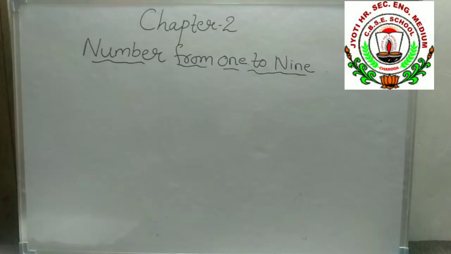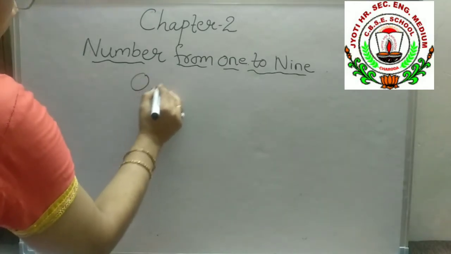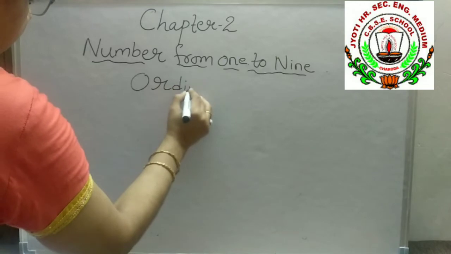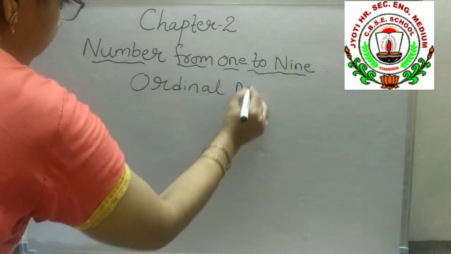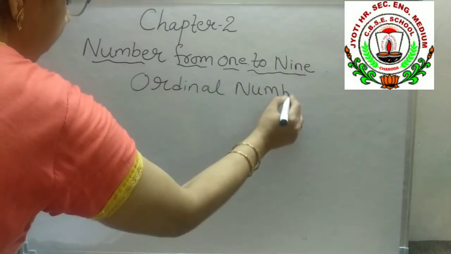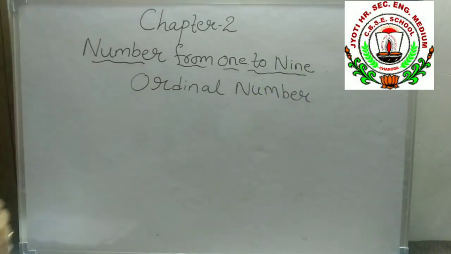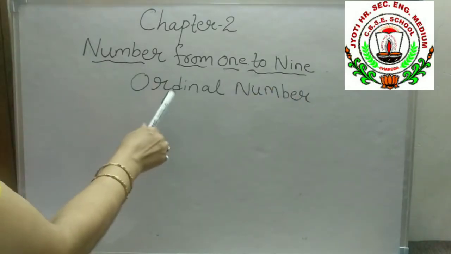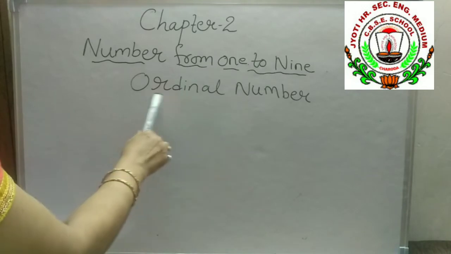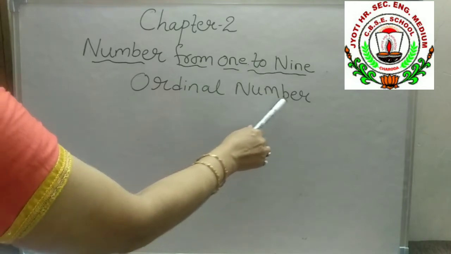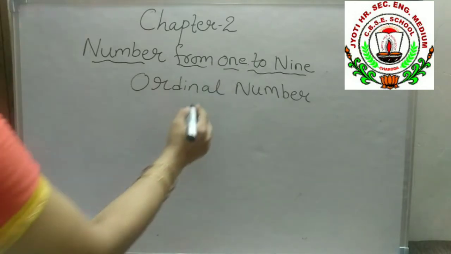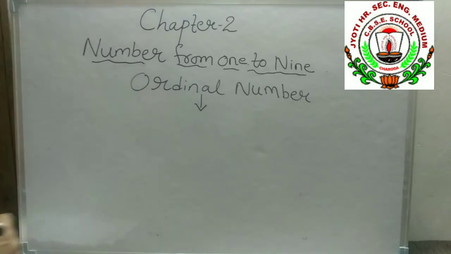Now next is ordinal number. O-R-D-I-N-A-L, ordinal. N-U-M-B-E-R, number. Ordinal number. How will you spell, student? What do you mean by ordinal number, student?